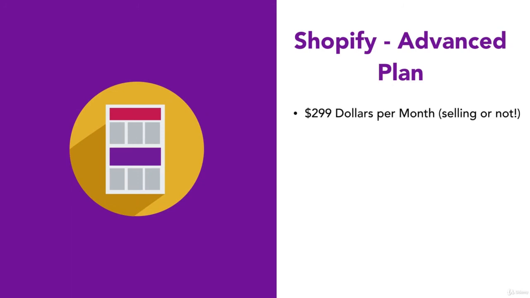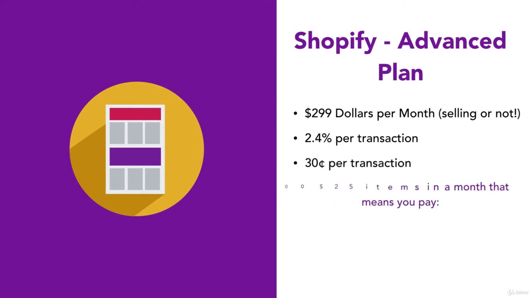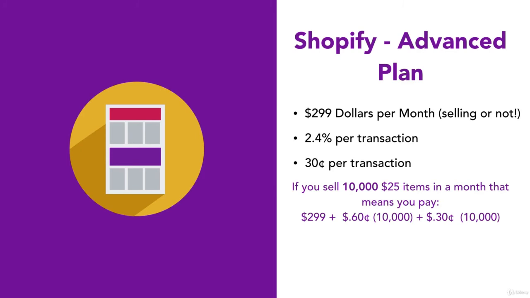So another example, again, the advanced plan: $299 per month, 2.4% per transaction, and also 30 cents per transaction. So let's say that in this month you have 10,000 transactions and you are selling $25 products. This means that in a month you have to pay, well, the $299. You have to pay this every month. The 60 cents, now you have to pay this 10,000 times. So this means that you have to pay $6,000 in fees for the percentage per transaction. And also the 30 cents, you have to pay this 10,000 times.